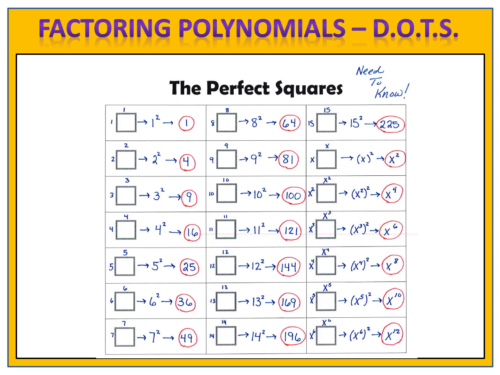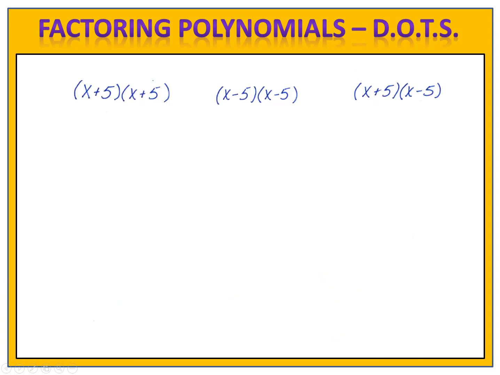X to the fourth times x to the fourth is x to the eighth. X to the eighth is a perfect square. In fact, a variable with any exponent that is an even number is a perfect square. It's important to familiarize yourself with these, so please take a few minutes to do so.